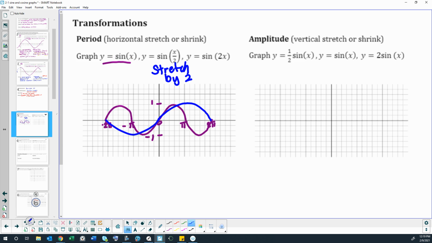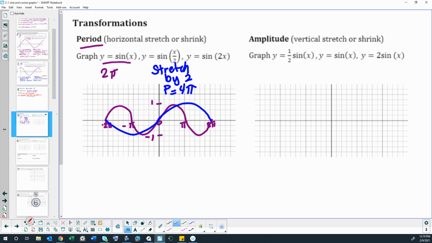The period is no longer 2 pi. How far does it have to go to do the whole thing? From negative 2 pi to 2 pi, how long is that? It is 4 pi, right? So this one has a period of 2 pi, but this one here would have a period of 4 pi.